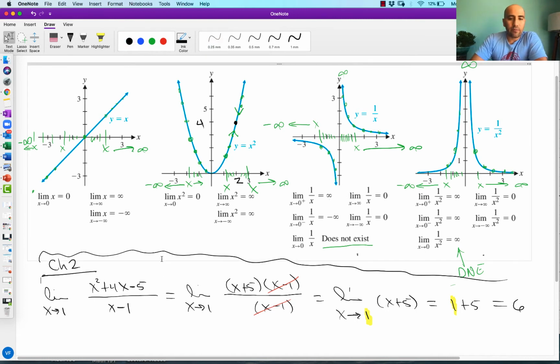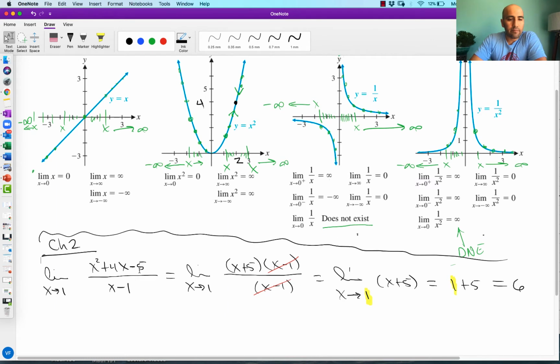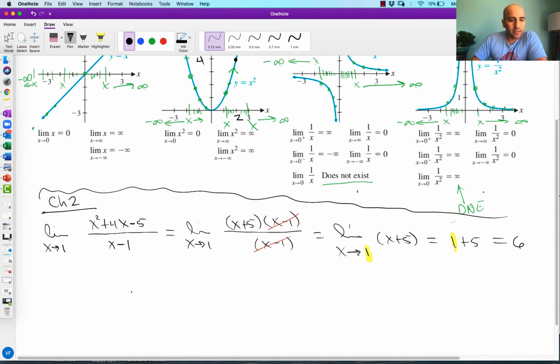Another thing that we did back in Chapter 2 would be maybe to work with something that looks like this. Say, find the limit as x approaches infinity of 2x cubed plus 2x squared minus 7 divided by x cubed plus 4.